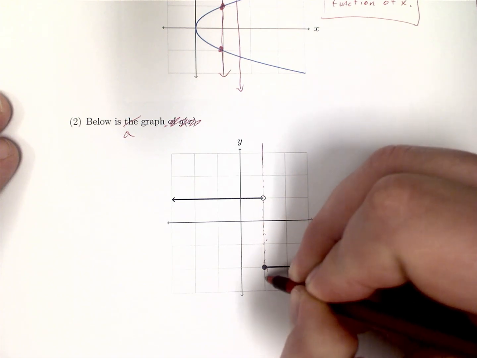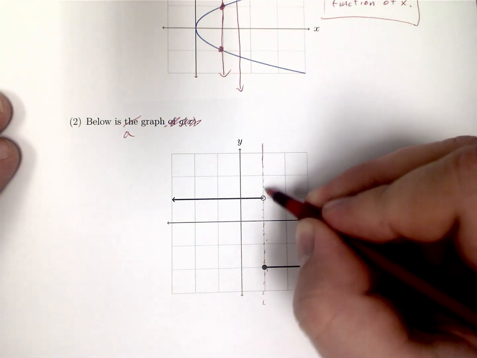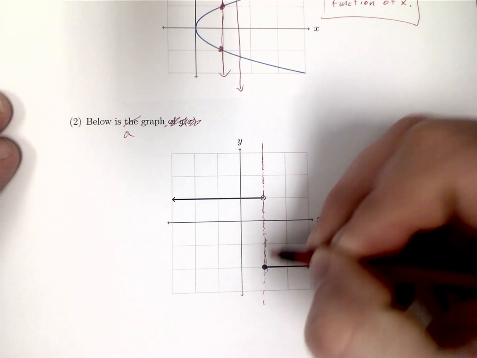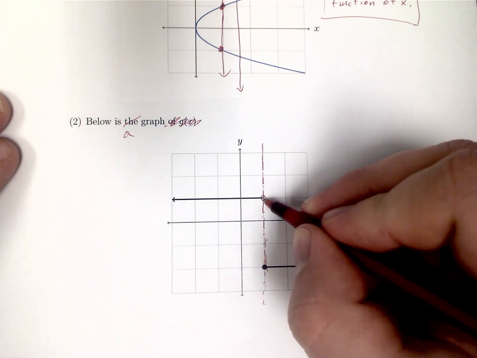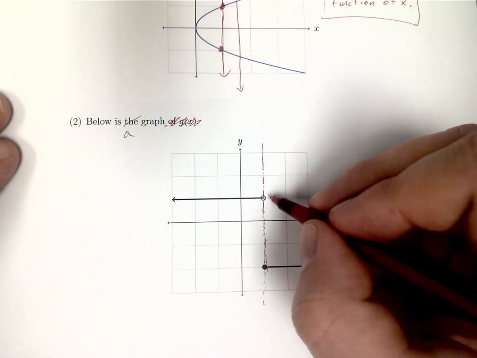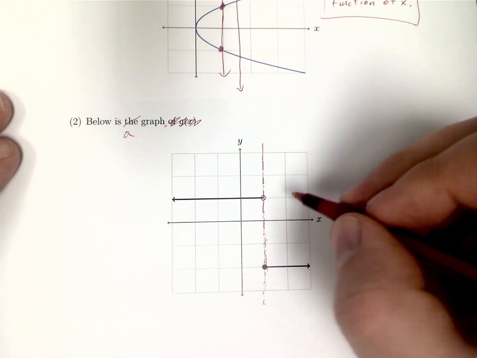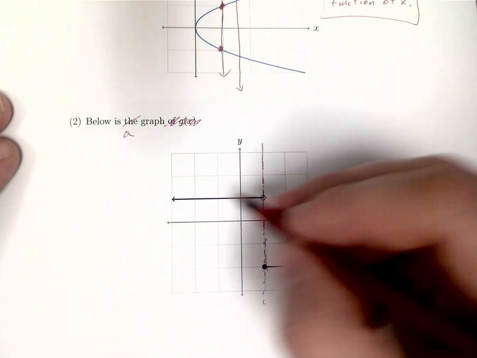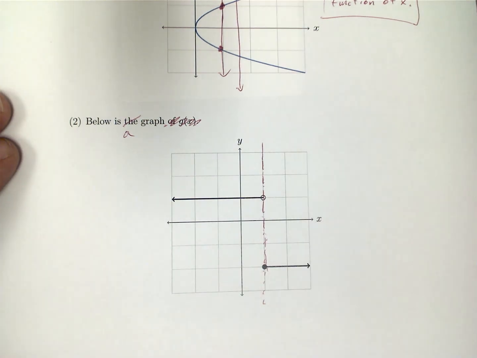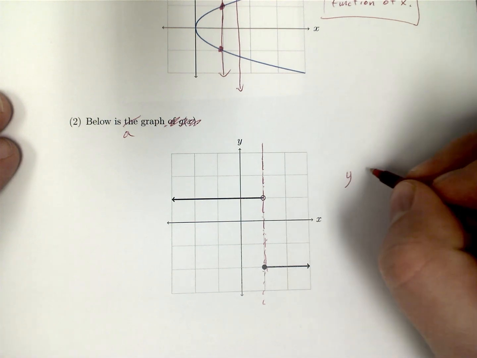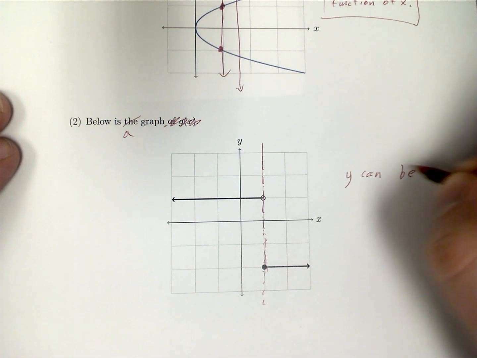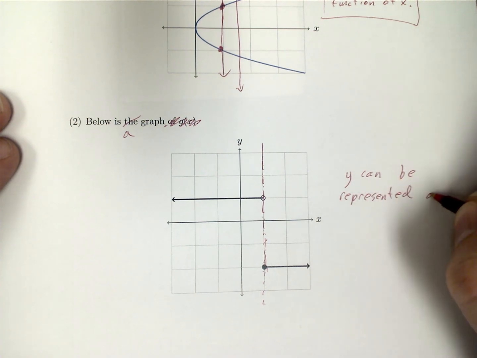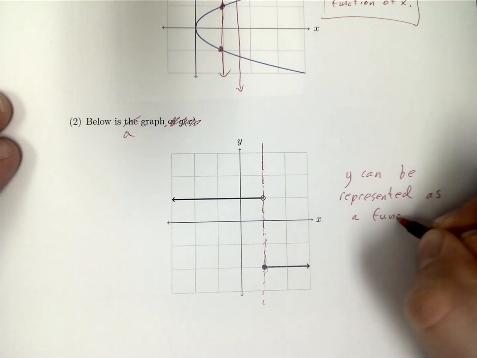But notice that at this point, does our vertical line actually intersect the graph here? No, it does not, because it's a hole. Again, it gets really, really close to that number, but we don't actually reach that point. Versus here, it does actually intersect since it's filled in. So in this case, that was the only possible problem place, and it still only goes through the graph once. So y can be represented as a function of x in this case.